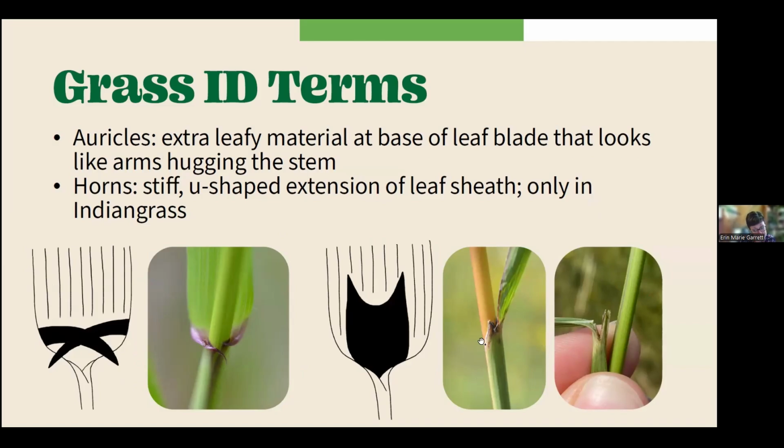And then we will look at Indian grass today, which has horns. It's the only grass that I've seen that has horns. Doesn't mean there aren't others out there, but thus far in Illinois, that's the only one I found with horns. And it's this kind of stiff upper leaf material that comes up from the leaf sheath. Rather than out like an arm, it kind of points upward. You can see here there's two different versions that I've seen on Indian grass. You got some really short horns and some taller ones.